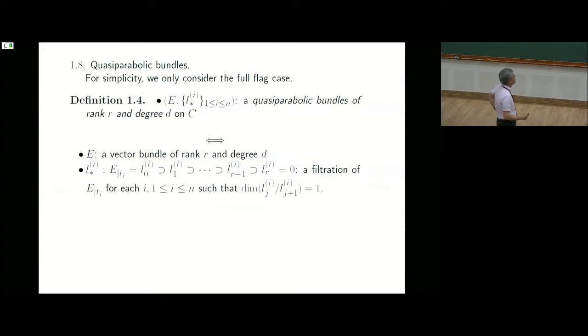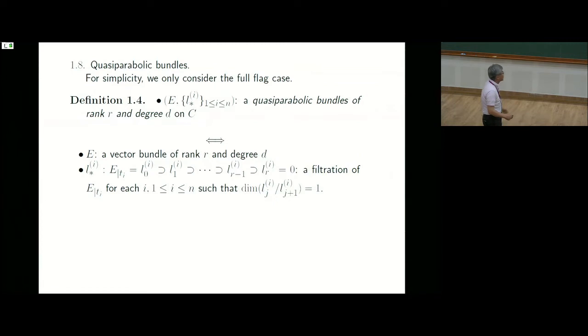And for the case of parabolic bundles, I will put the same things. So E and L_i star is a parabolic bundle of rank r and degree d on C. This is just a vector bundle of rank r and degree d, and L_i star is just a full flag of this one. There is no relation with the nabla. But usually we are thinking about the parabolic case of bundles. And the moduli space of these has been studied by many Indian mathematicians, I think.